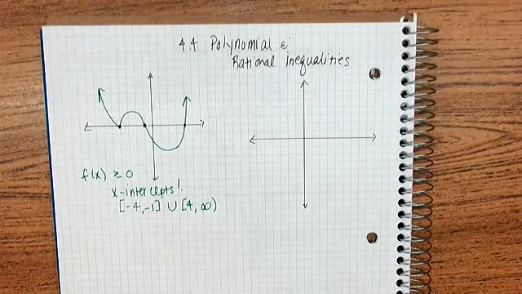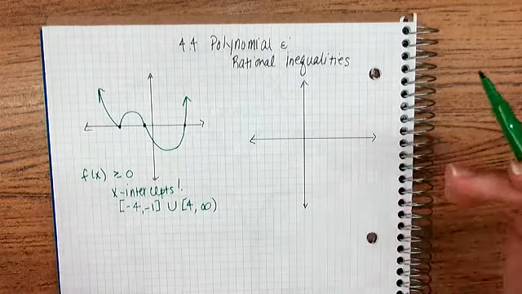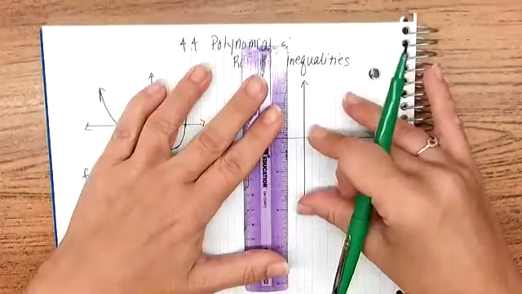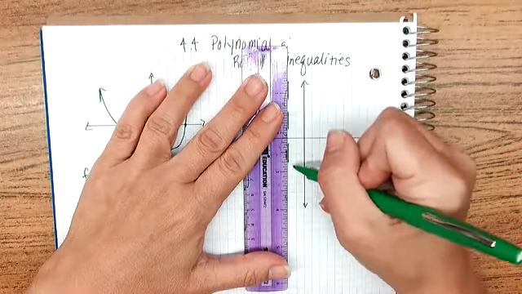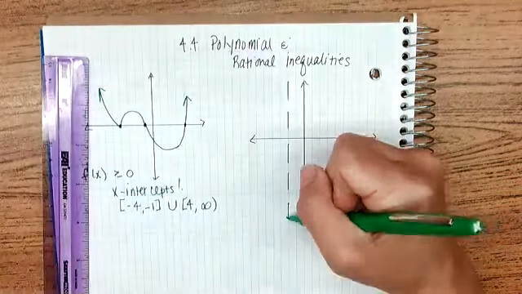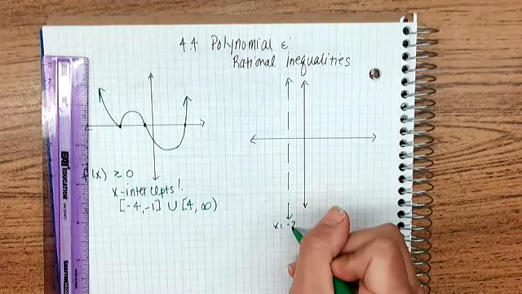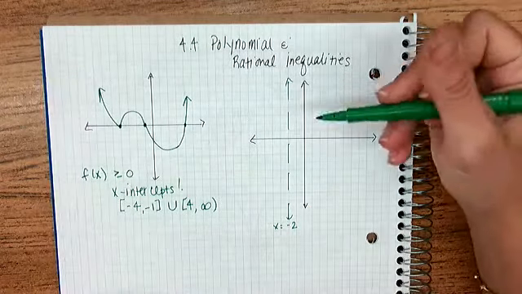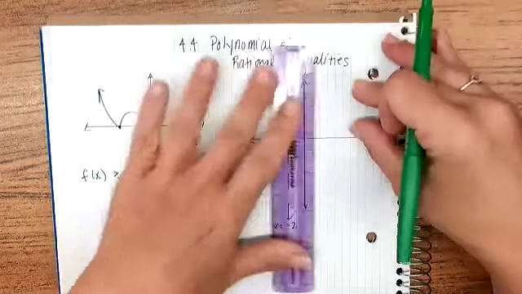Well, what happens when you have a rational function and we throw some vertical asymptotes in there? So let's throw in a vertical asymptote at x equals -2. And let's throw in another vertical asymptote at, how about 4? Just making this up.